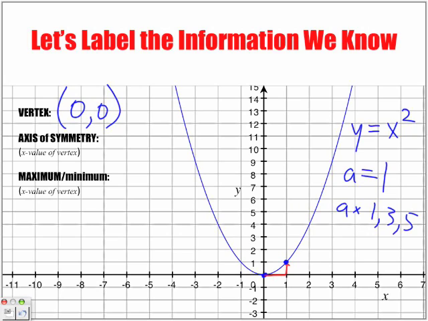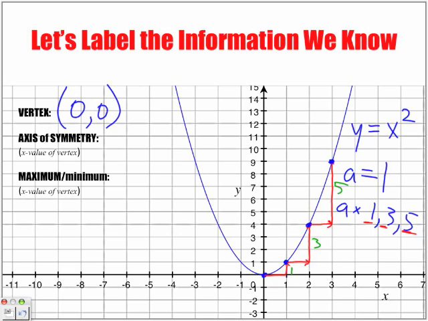We move to the right 1. So we've done the 1. Now we're going to move up 3. 1, 2, 3. And there's our next point. Now we're going to move to the right 1 and up 5. 1, 2, 3, 4, 5. And there is our point. Mind you, I've already shown you the graph, but that's what it means. Here is what we mean by 1, 3, 5.